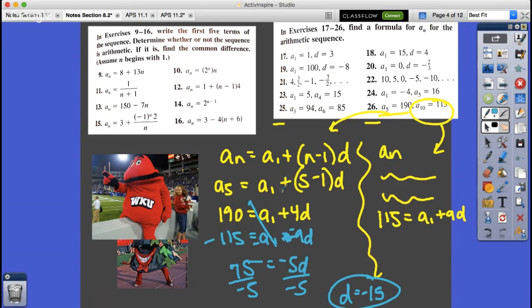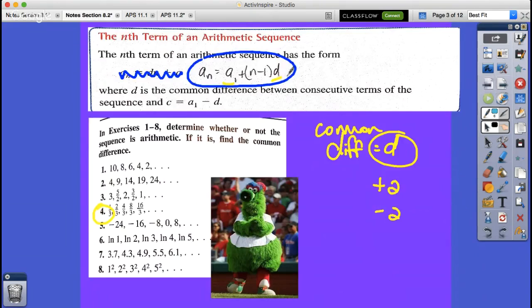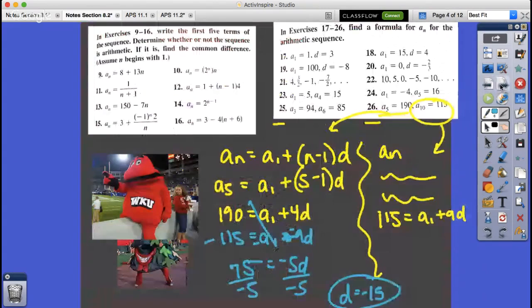You could simply plug it in to get what A1 is. Once I get A1 and my D, I could plug it back into the original equation that we talked about already up here to get what my overall equation would be.